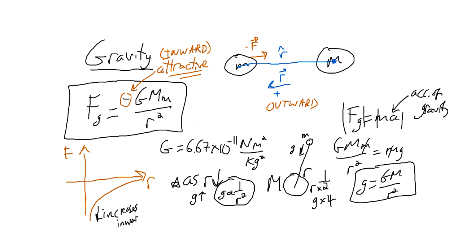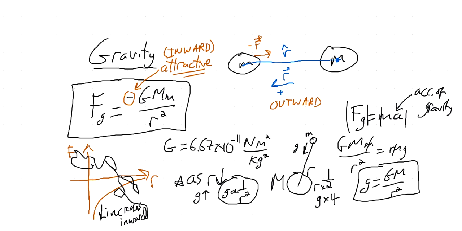Whenever we look at graphs, we want to look at the magnitude of the graph. So this is an increase. This is bigger than this, which is bigger than this, which is bigger than this, which is bigger than this. So this is an increase of force. As r gets smaller, force gets bigger inward. The negative just is a direction because this is a vector.